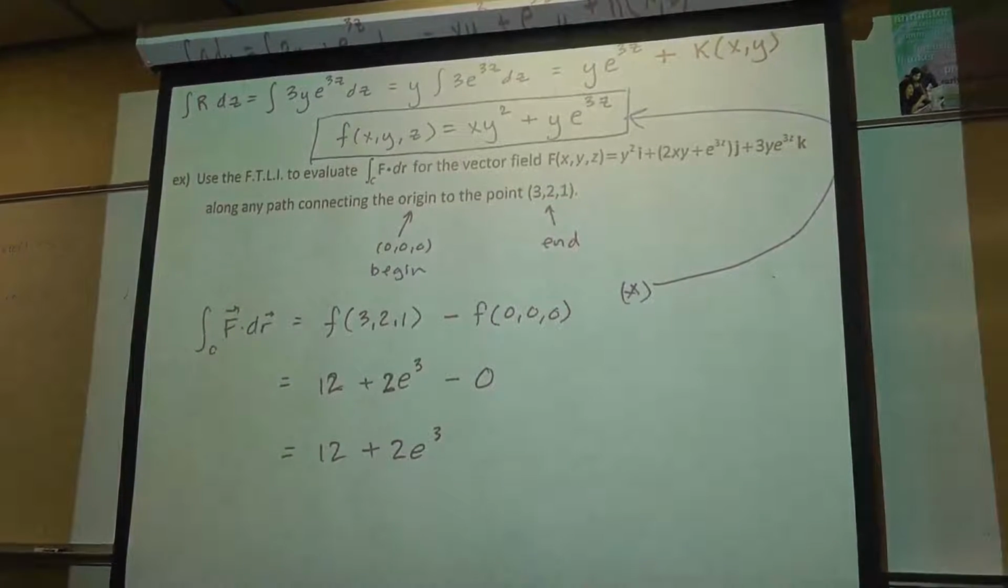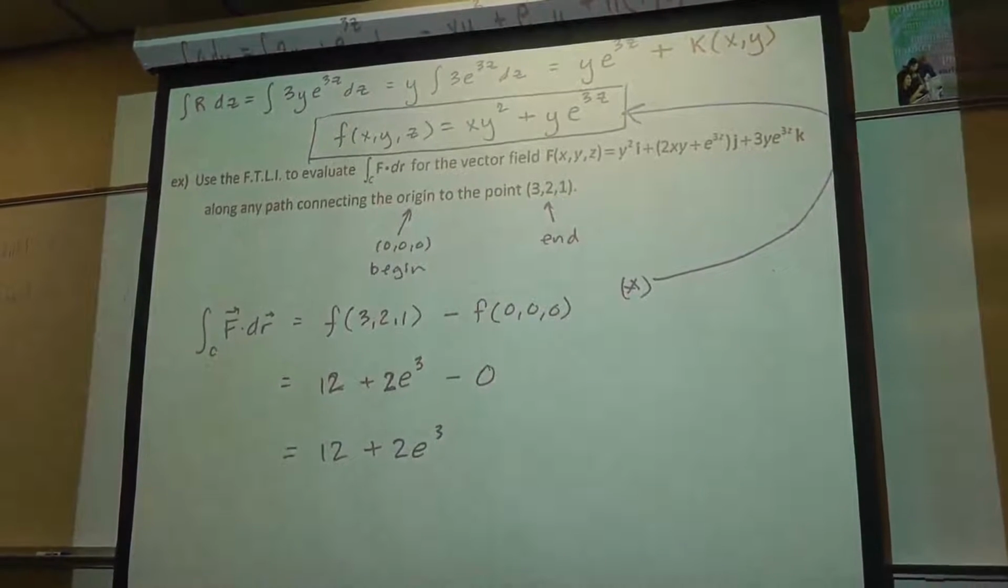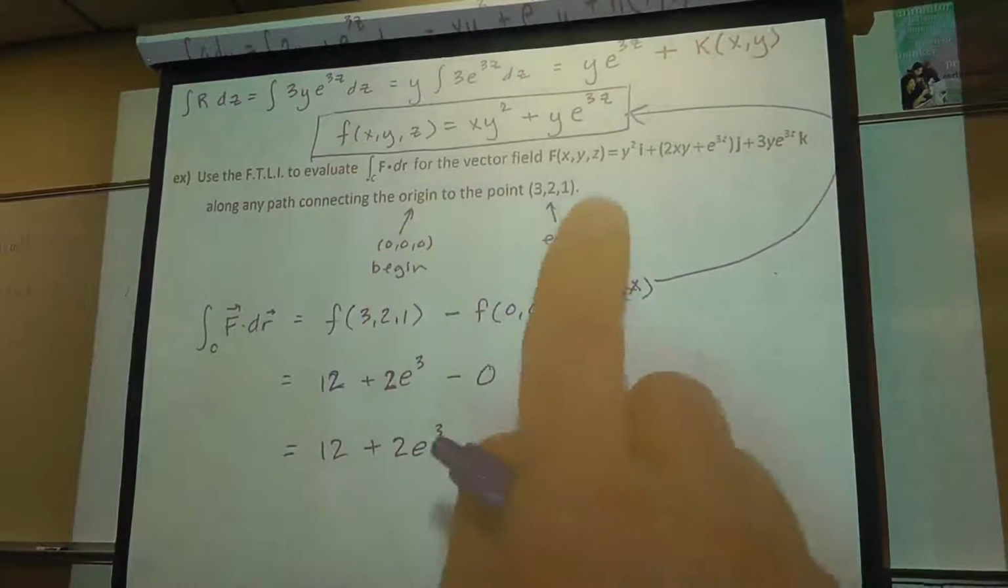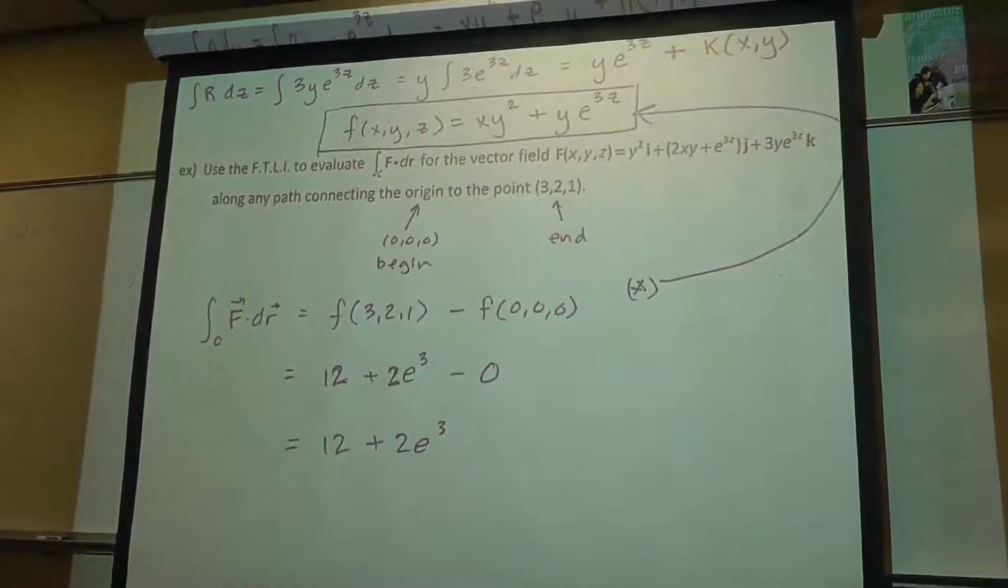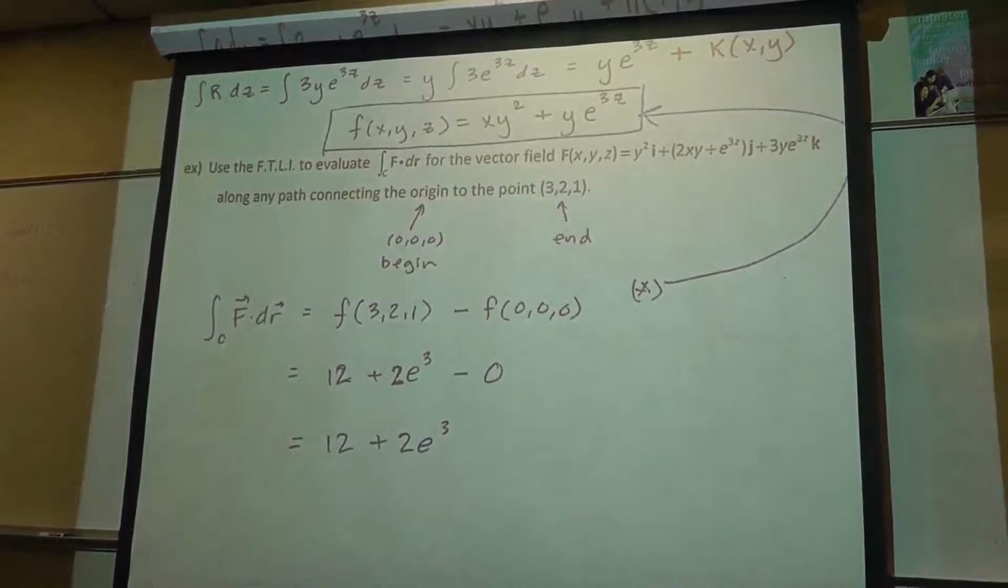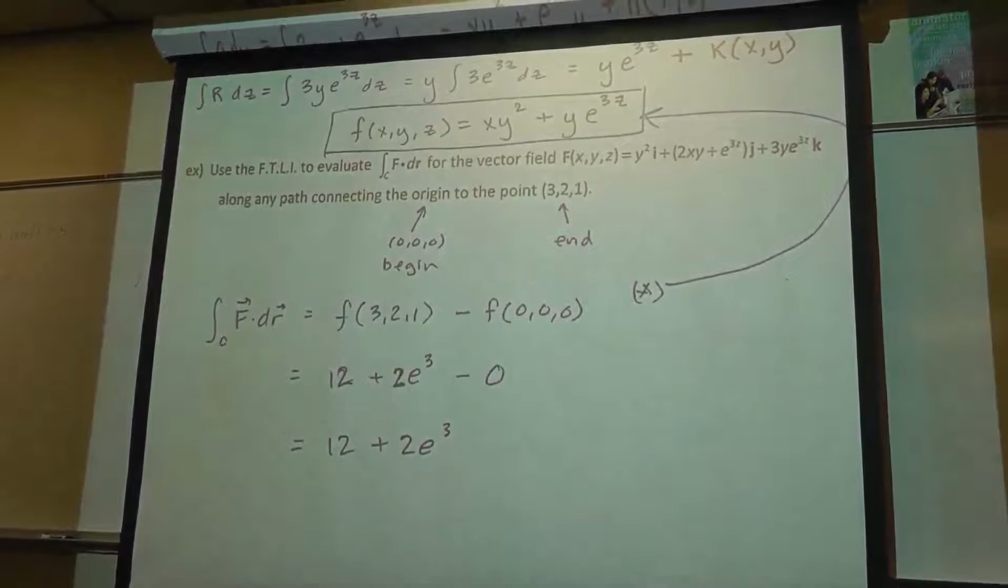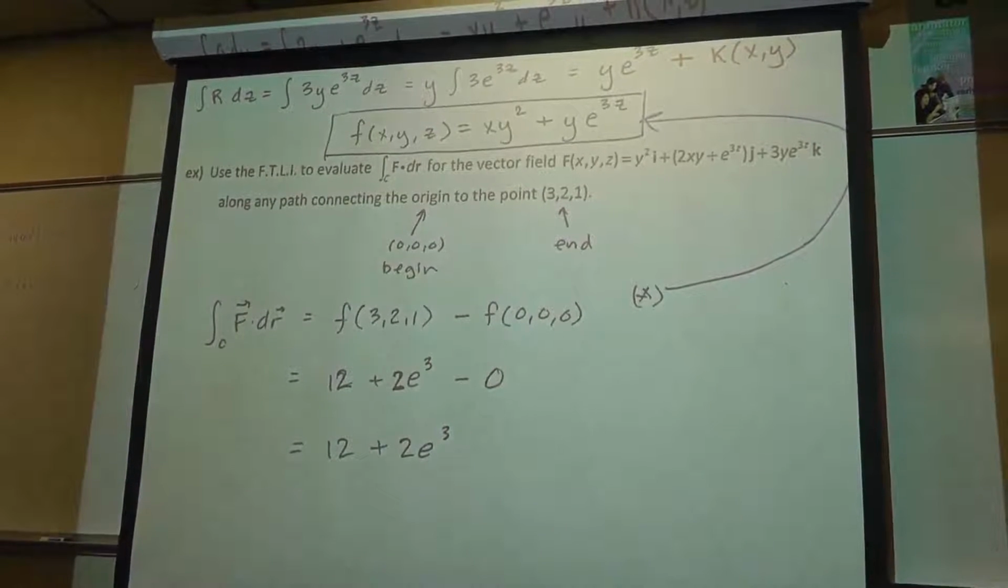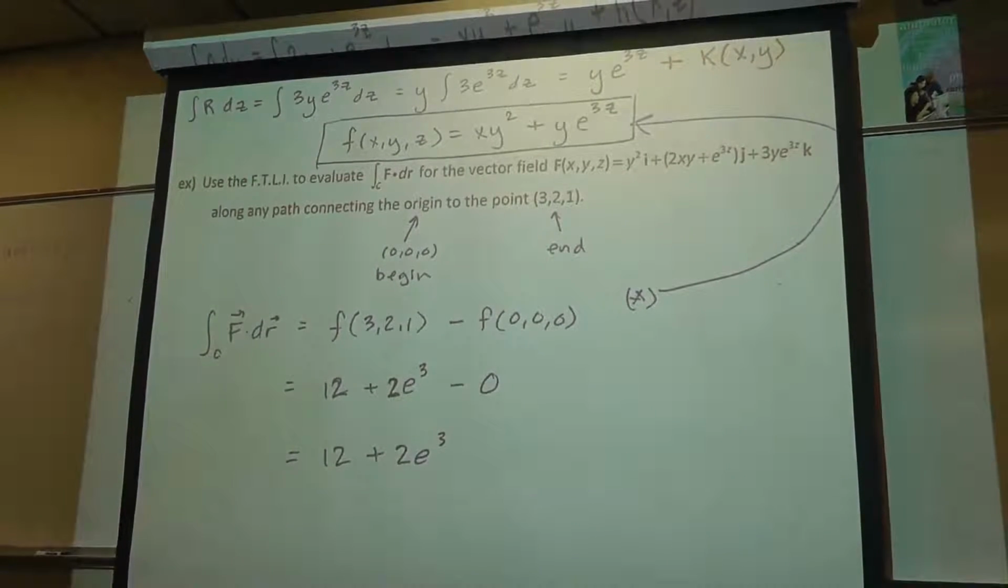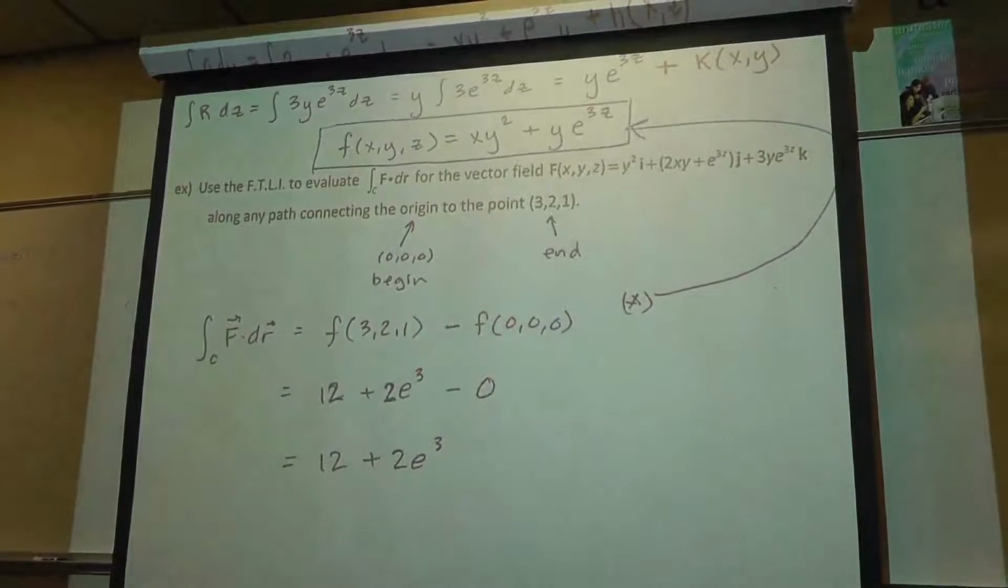Any path. Yeah, the words any path. Any path connecting the origin to here means this is a path-independent line integral. So conservative vector fields offer path independence whenever you're trying to calculate the work. Any path that goes from here to here is going to be the same amount of work. That lets you know you have a conservative vector field.